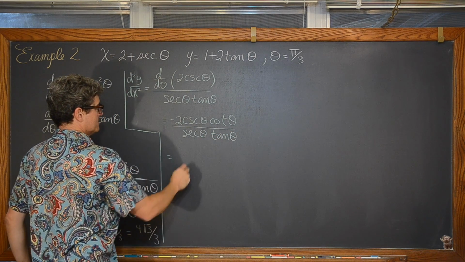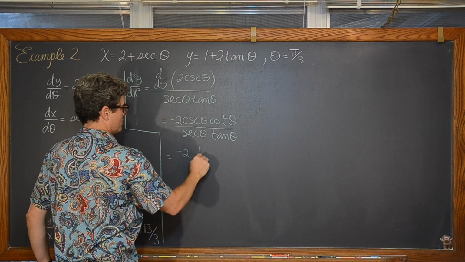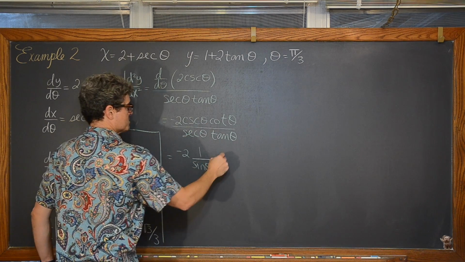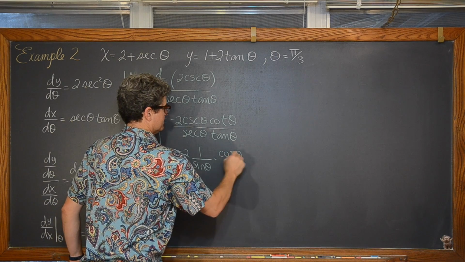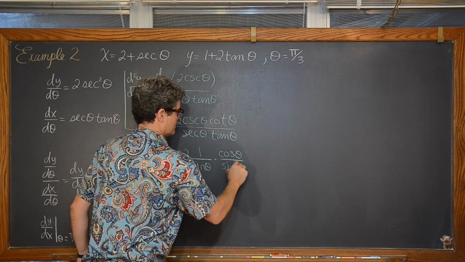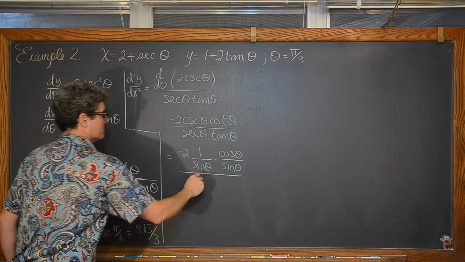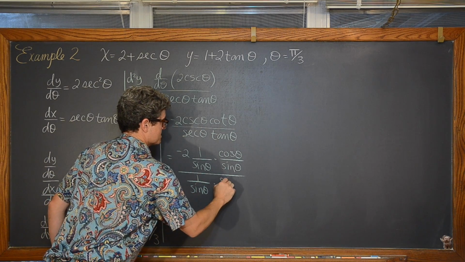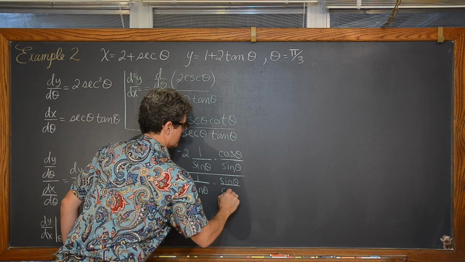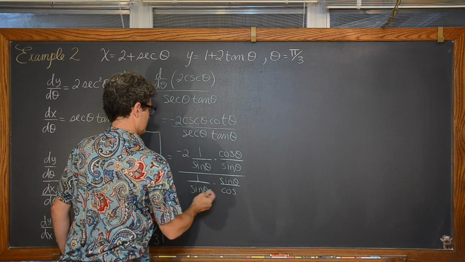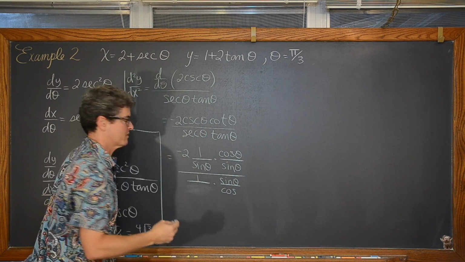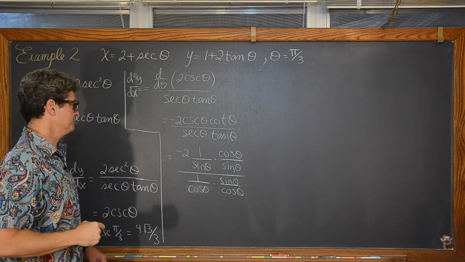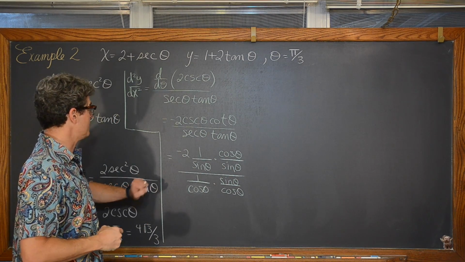And that is negative 2, that's 1 over sine. Cotangent is cosine theta over sine theta. Our denominator is 1 over sine theta over cosine, secant's 1 over cosine. Cosine theta.